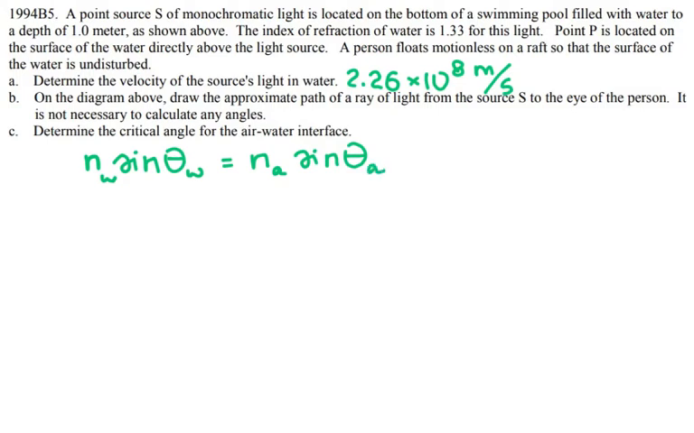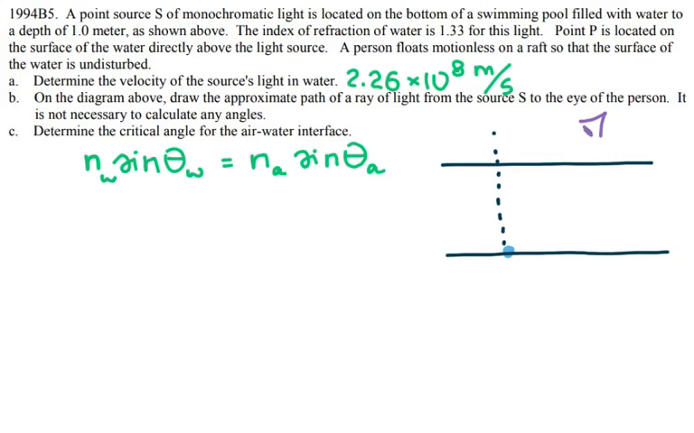I'm going to redraw it right here. The source is at this point at the bottom of the pool, and we're going to have the dotted line right here. Here is the eye of the person, and the light is coming like that. Then this would be the angle of incidence, and this would be the angle of refraction. So this is theta A, for the air, and this is theta W for the water.